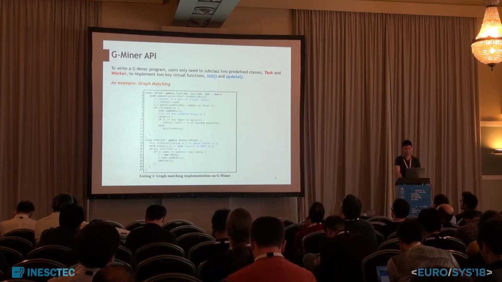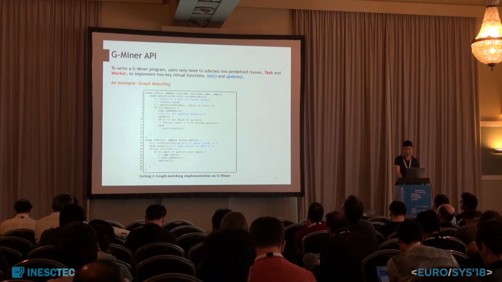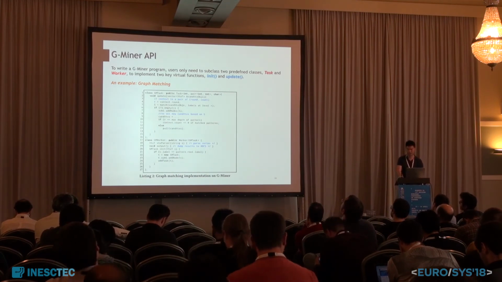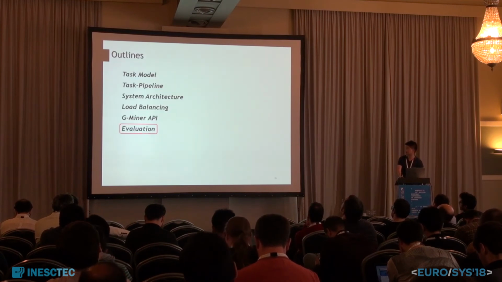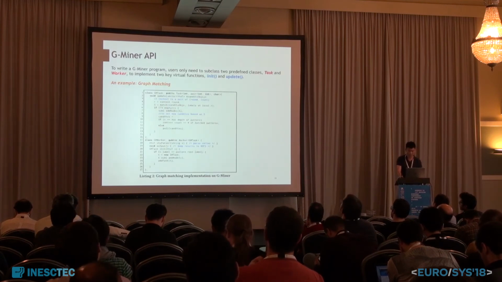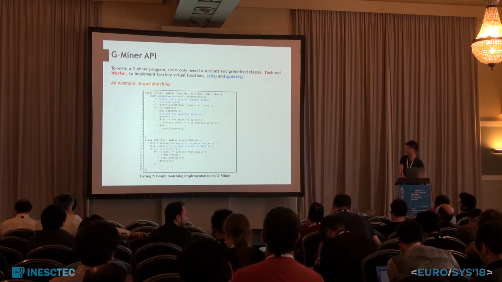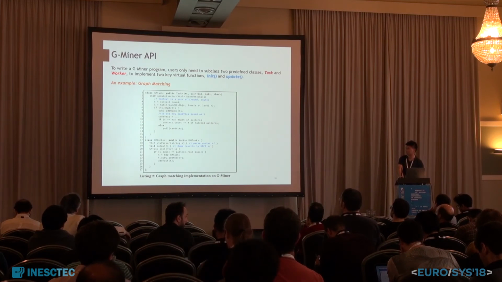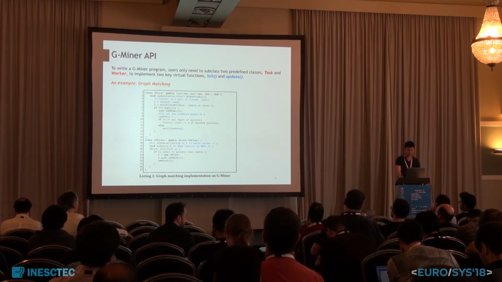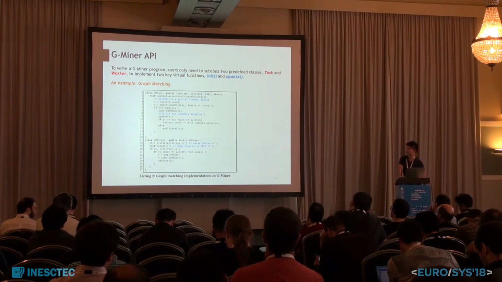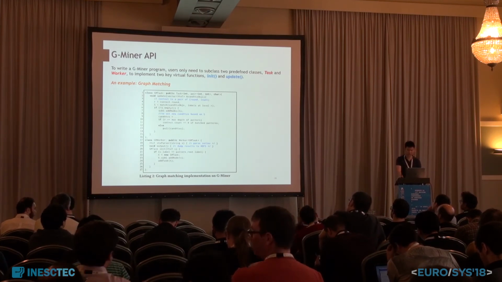We propose a very simple API. The user only needs to implement the init and update functions in two different base classes. So there are no details about distributed computing that the user needs to care about. They only need to focus on the graph mining algorithm logic details. We use the graph matching algorithm here. Only a couple of lines need to be written here.